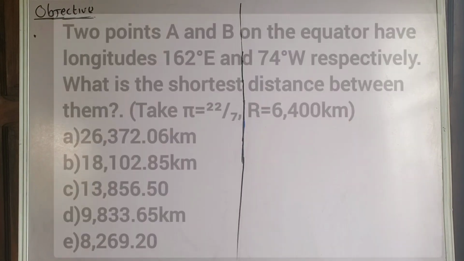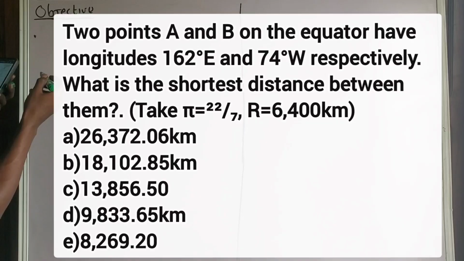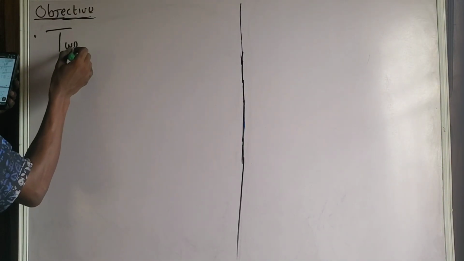Two points A and B on the equator have longitude 162 degrees east and 74 degrees west, respectively. What is the shortest distance between them? Take pi equals 22 over 7 and radius, which is R, equals 6,400 kilometers. Okay, two points A and B.